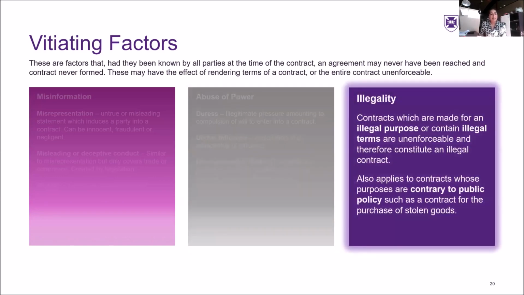And we also have illegality. Contracts made for an illegal purpose or that contain illegal terms are going to be unenforceable and constitute an illegal contract. So any contracts for a crime are likely going to be held unenforceable. But this also might apply to contracts whose purposes are contrary to public policy. A contract for the purchase of stolen goods can be held as contrary to public policy, and the courts might refuse to uphold it.